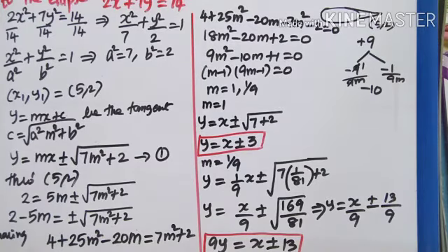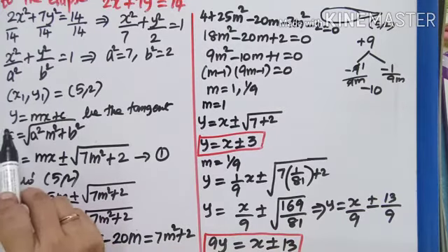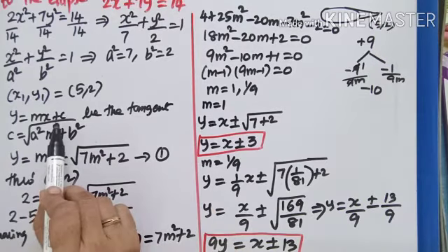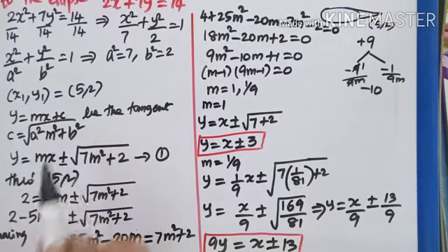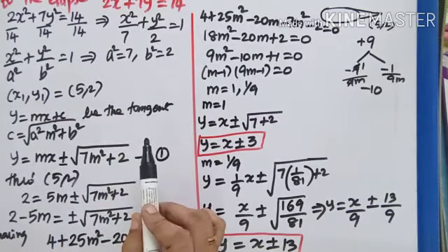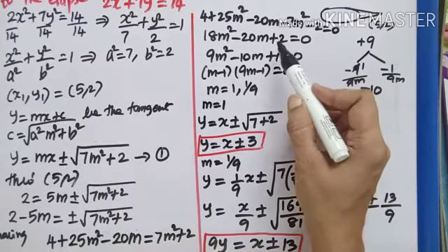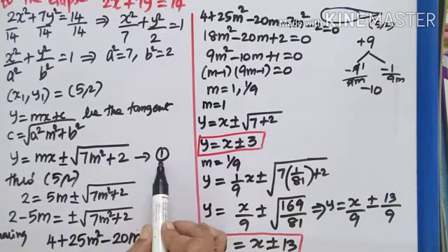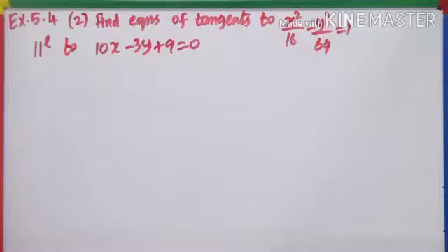So in this problem, the major formula that we remember, keeping y equals to mx plus c to be the tangent, c equal to root of a square m square plus b square. Get a square, b square from the equation and substitute the point, solve the equation, get m value, put it back in this equation 1. Try to get the two different tangents.